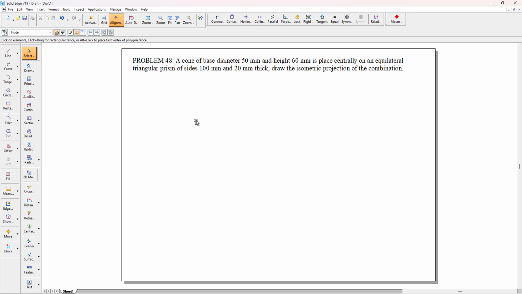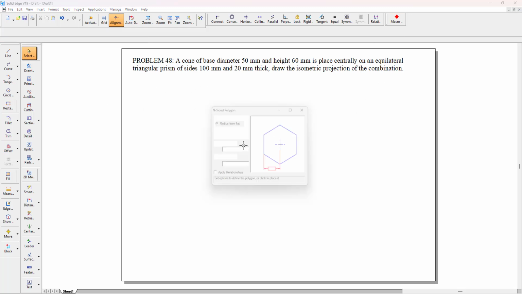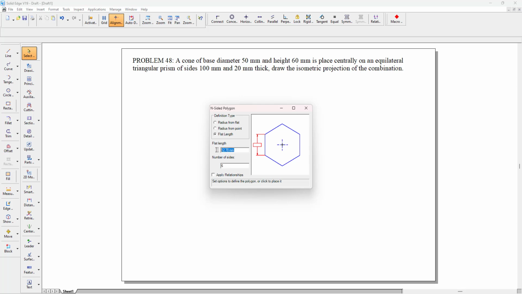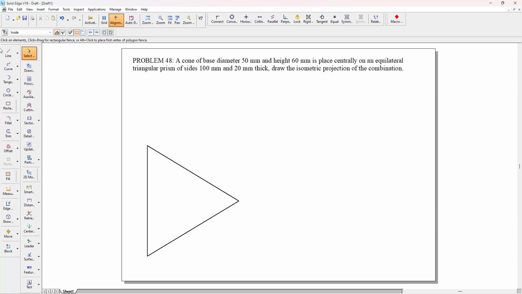Since we have a triangle, I use the polygon command, where I'll take the flat length. The given side length for the triangular prism is 100 mm, and for the triangle we have the number of sides as 3. Since it is an equilateral triangle, I'll apply the relationships. Just click OK, and I got a triangle.